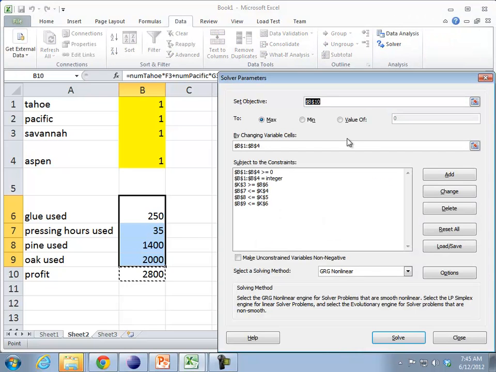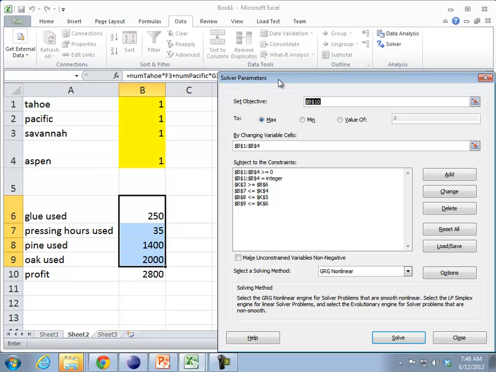and you can see that my objective is set to profit, which is B10, and the cells that I'm changing are B1 through B4, and my constraints are B1 through B4 have to be greater than or equal to 0 because I can't make any negative pallets. B1 through B4 have to be integer because I can't make any fractional pallets.